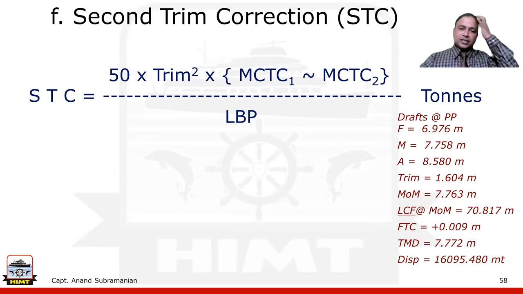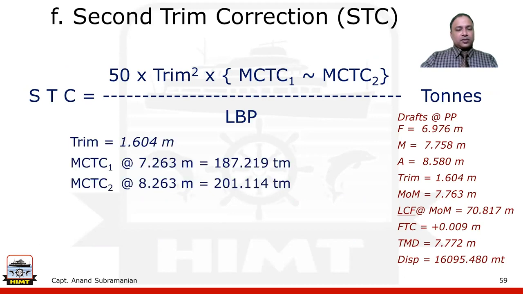Second trim correction formula reads as 50 times trim square and the difference of MCTC 1, MCTC 2. So we have the MCTC, the difference is out here. So we can obtain the values. For trim of 1.604, MCTC1 is for a draft of 7.263, that is 187.219. MCTC2 is for a draft of 8.263, and that is 201.114.